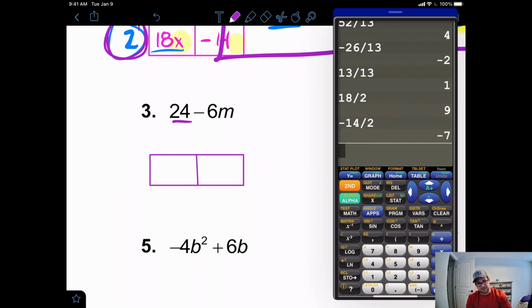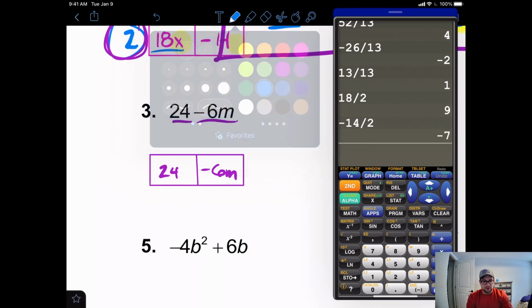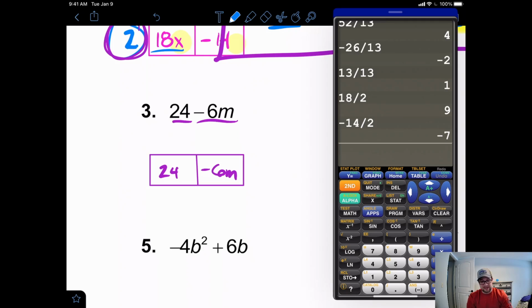We're going to have two sections, one for 24 and the other one for minus 6m. Now, when we come over here and we work through this problem, we want to think, what's the biggest number that we can divide out? And when we think about 24 and 6, hopefully we realize that 6 goes into each of them. So since 6 goes into each of them, now we just need to think, right? They both don't have an m, so I can't pull out any m's.